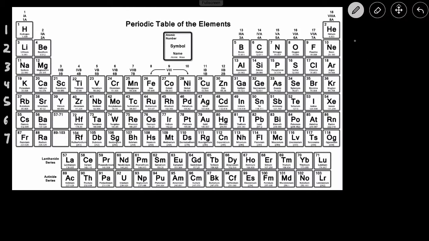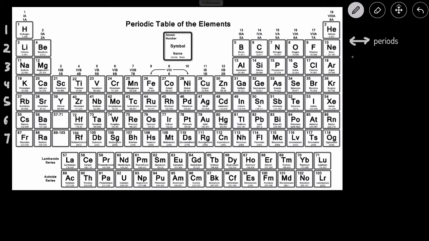First of all, you need to know that the rows are called the periods. So, for example, this would be called period 2 because it's in row 2, and this would be period 3 because it's in row 3. So we can say that sodium is in period 3, lithium is in period 2.